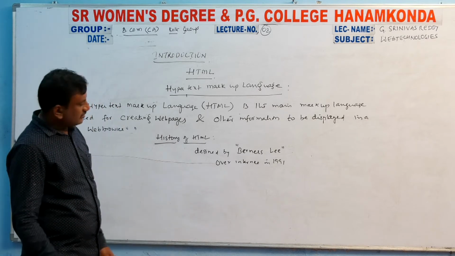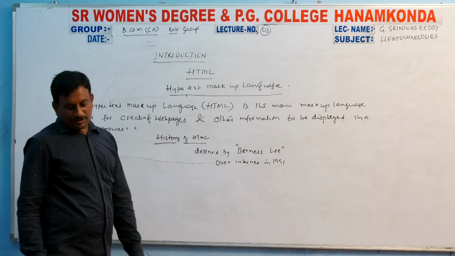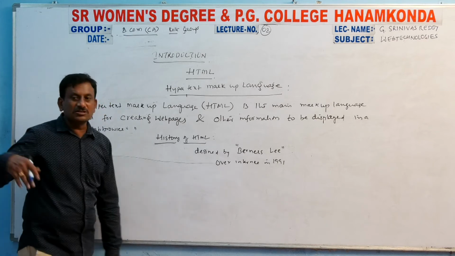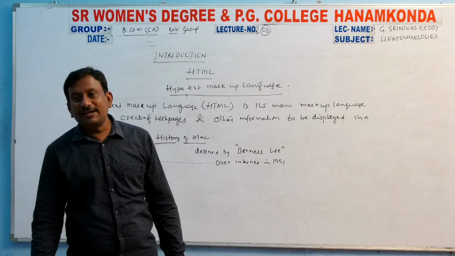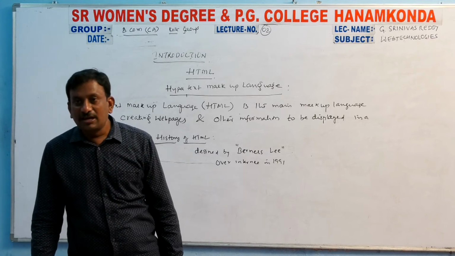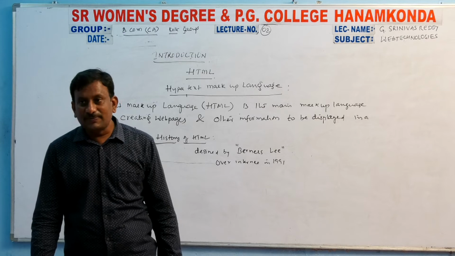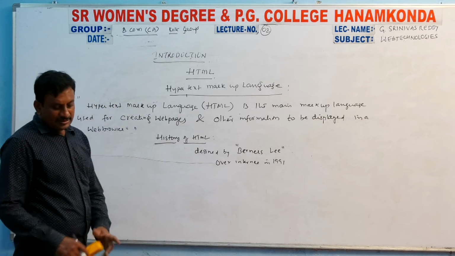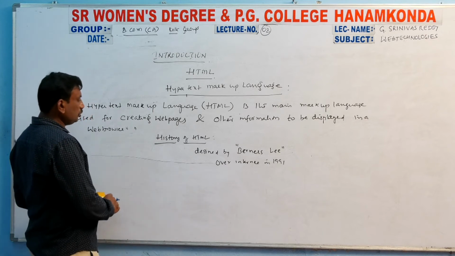Next, this is the first version, HTML 1. Next, HTML 2 version. Everybody knows versions of any language or operating system. The first version was implemented by Berners-Lee over the internet in 1991. The next is HTML 2.